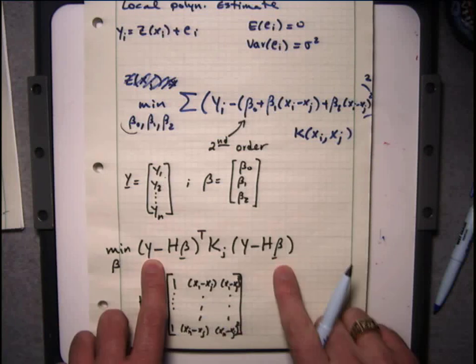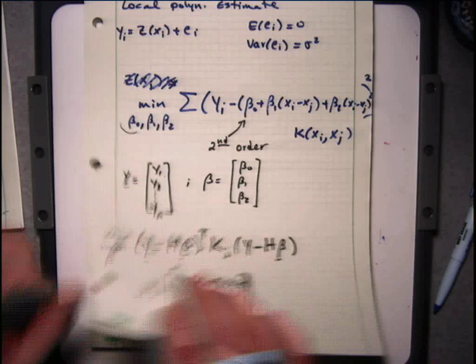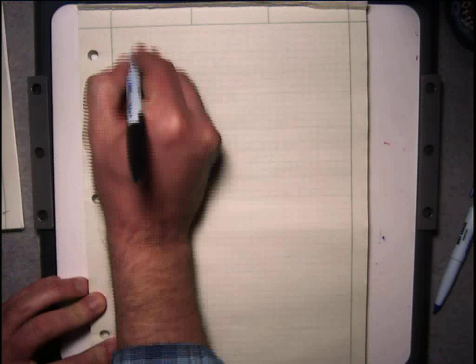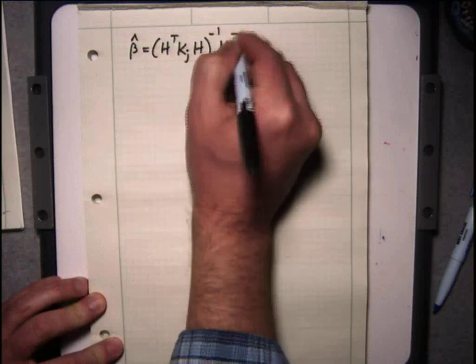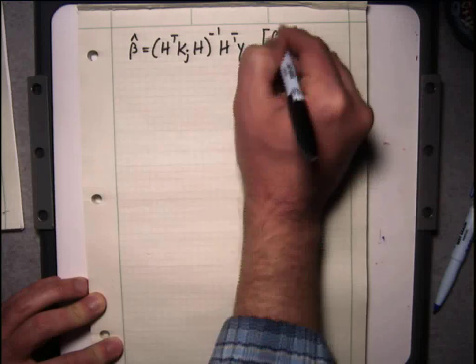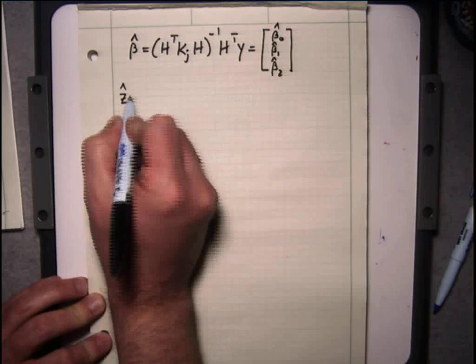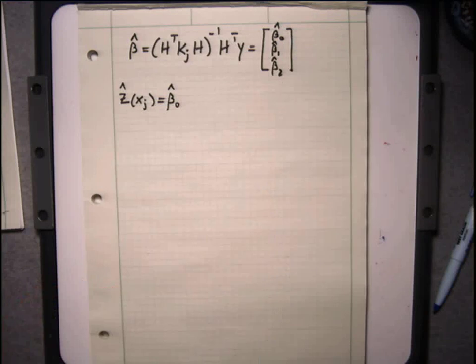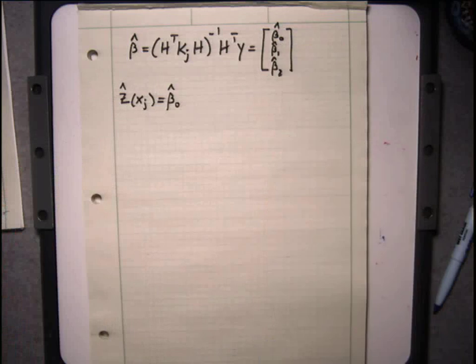Again, this is just a weighted least squares problem, and we're just going to minimize this. Just take derivatives with respect to beta, set it equal to 0 just as before. What we end up with is the following. Beta hat is (H transpose K_j H) inverse H transpose y. This is beta 0 hat, beta 1 hat, beta 2 hat. The estimate of the signal at point x_j is now beta 0 hat, just this first component. If you are interested in the derivative of this, you have that too. If you're interested in the second derivative, it gives you an estimate of that as well. But you don't have to use them.